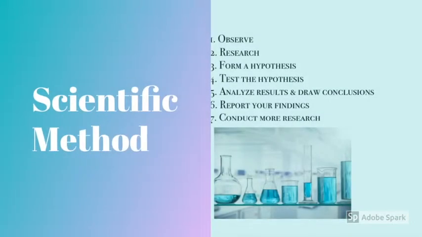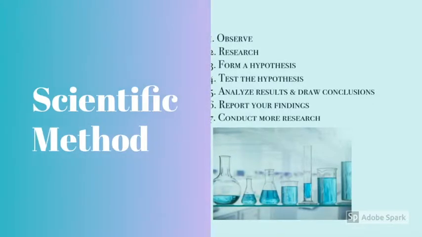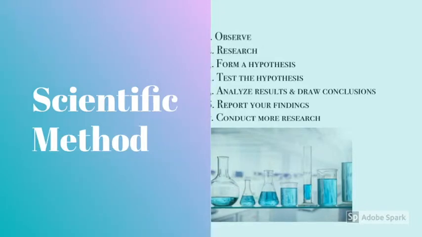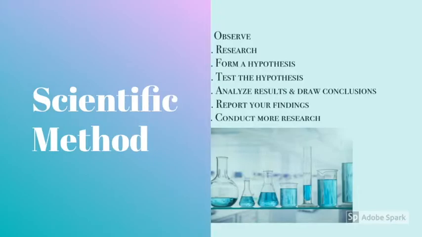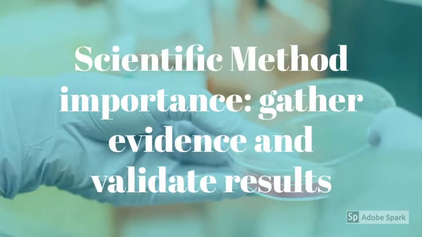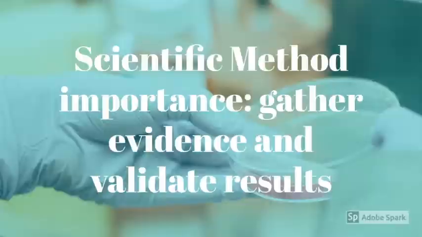When conducting labs, it is also important to consider the scientific method. The scientific method has 7 steps, which are to observe, research, form a hypothesis, test the hypothesis, analyze results and draw conclusions, report your findings, and conduct more research. The scientific method is important in biology because it helps scientists gather evidence and validate results to their experiments.